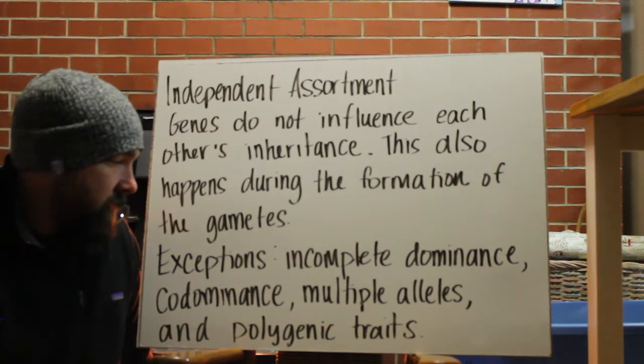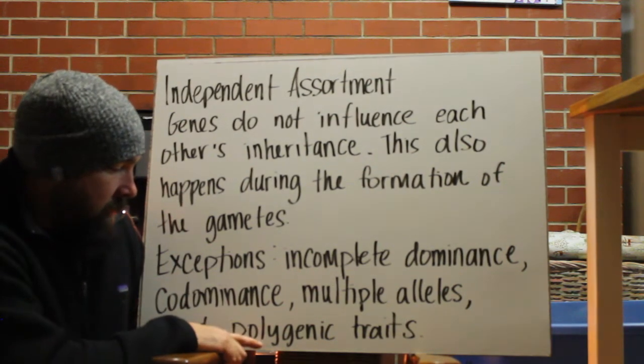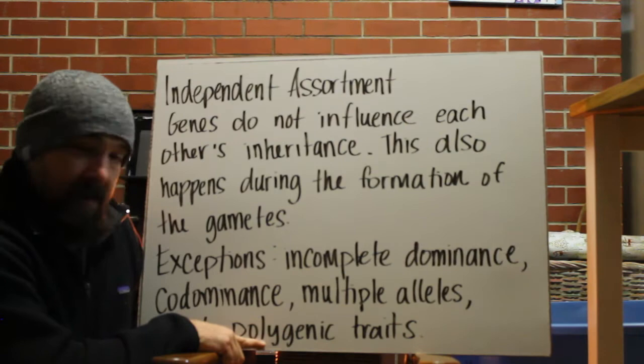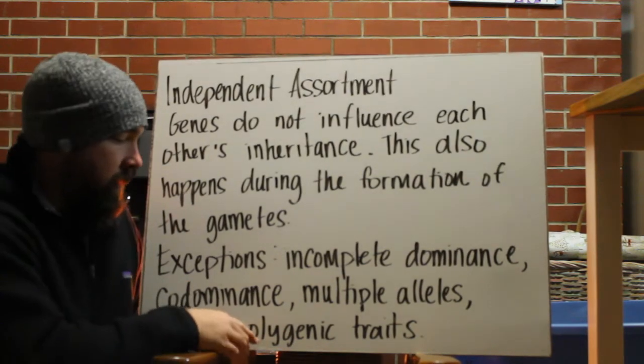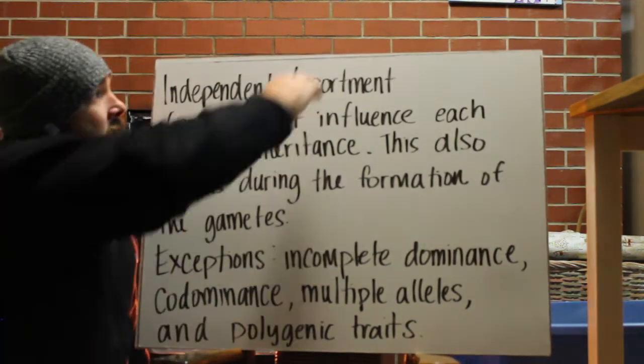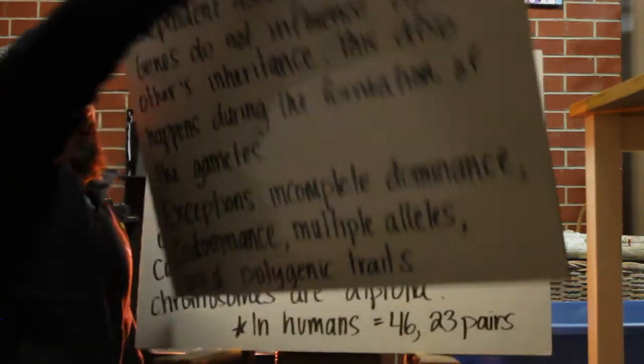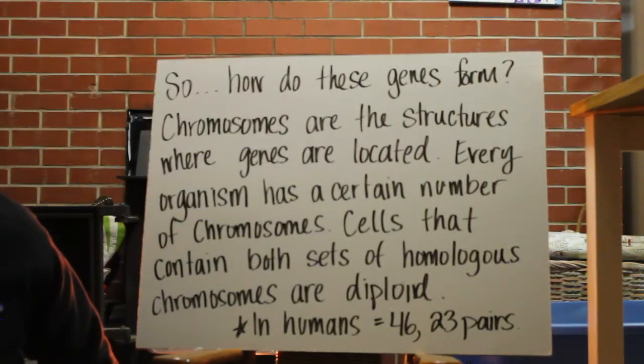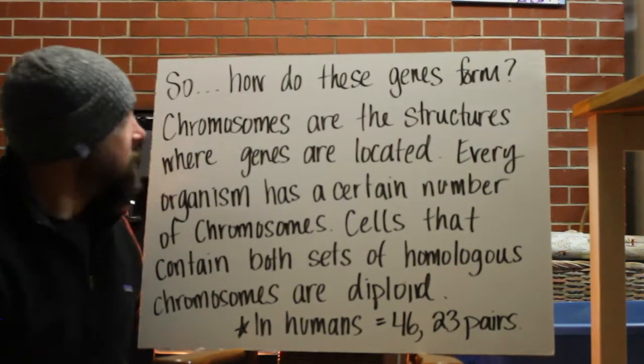And then polygenic traits, which means poly, again, means many. So you have several different genes that control a specific trait, like eye color.